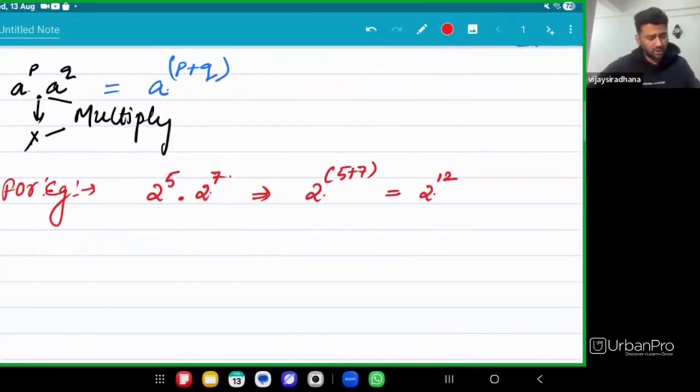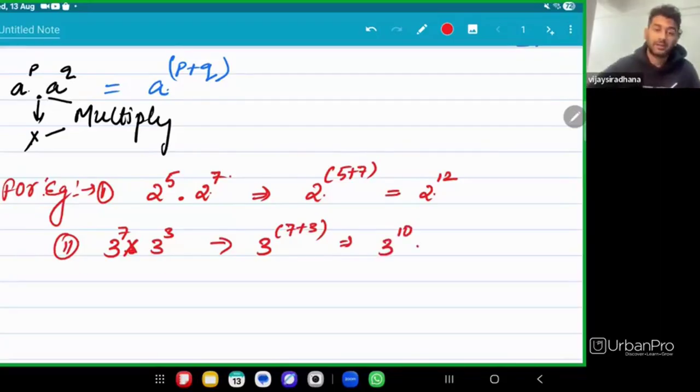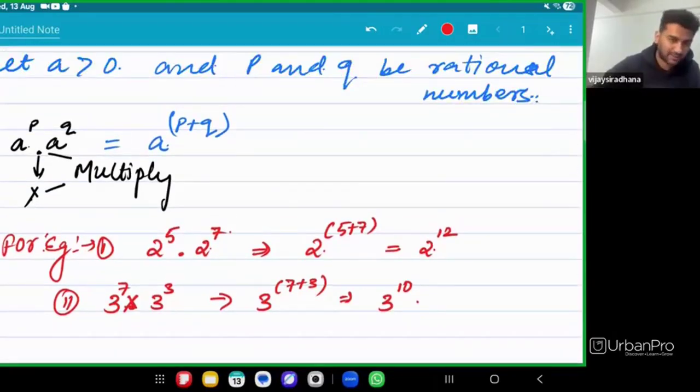The other example you can write down is, if 3 to the power of 7 dot 3 to the power of 3 is given, and it is in the multiply form, then it is written as 3 to the power of 7 plus 3, which is nothing but 3 to the power of 10. Right? I hope you are getting how we do the laws of exponent in real numbers, and this is the first identity.